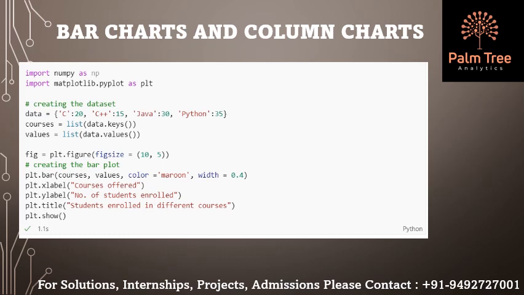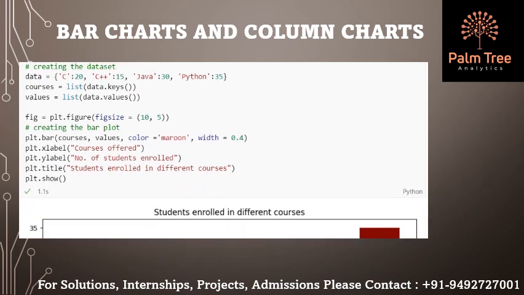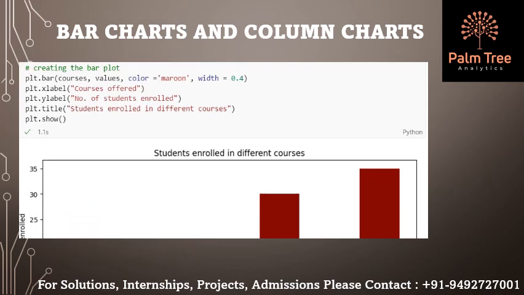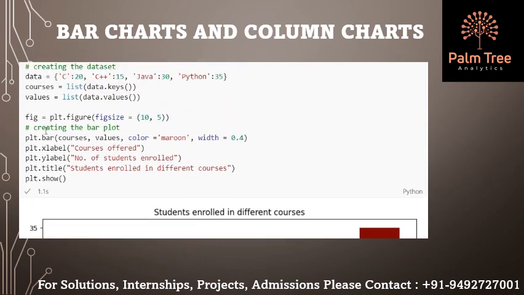So C contains 20, C++ contains 15, Java contains 30, and Python contains 35 enrollments. So this is how it is represented here. Okay, so this can be plotted using plot dot bar. It is another way of representation.